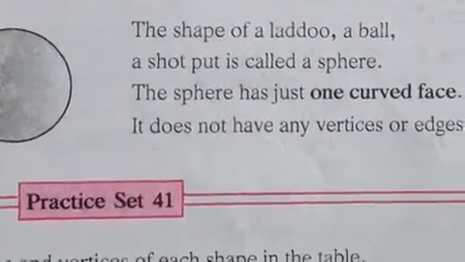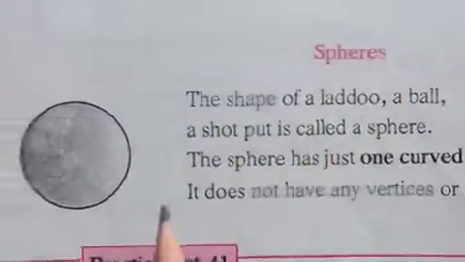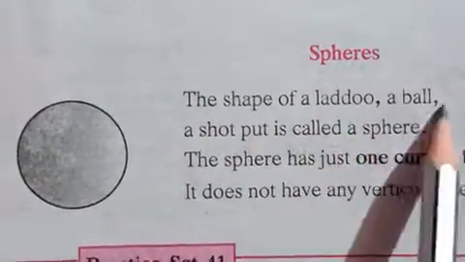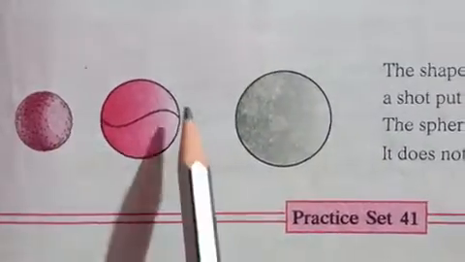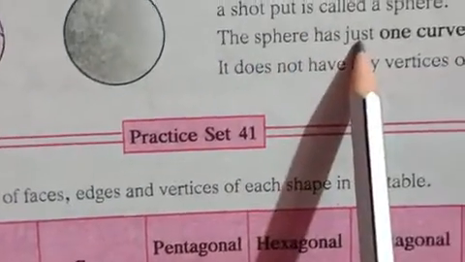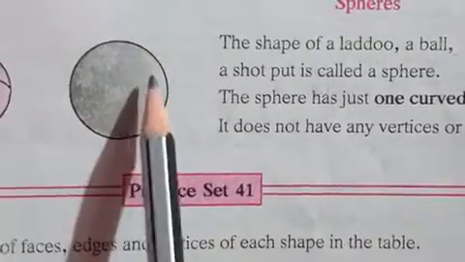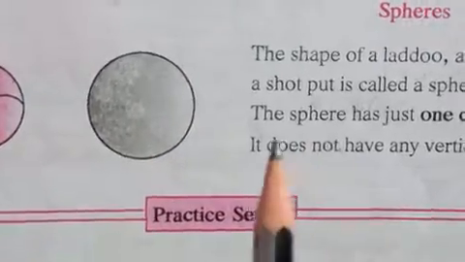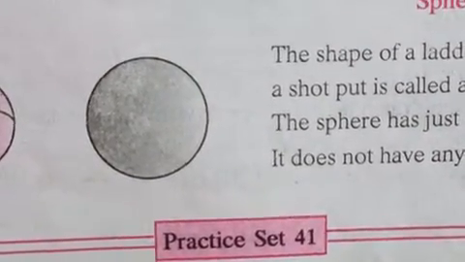And students, now on page number 97 in your textbook, the last part is spheres. A sphere is a circular shape. The shape of a laddu, a ball, a shot put is called a sphere. The sphere has just one curved face. It does not have any vertices or edges. Sphere में कोई vertices or edges नहीं है. It just has one curved face. Clear everybody? So students, I have explained all the different parts of these three-dimensional shapes.